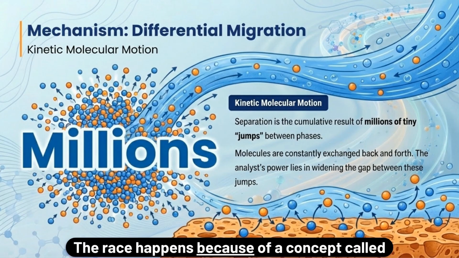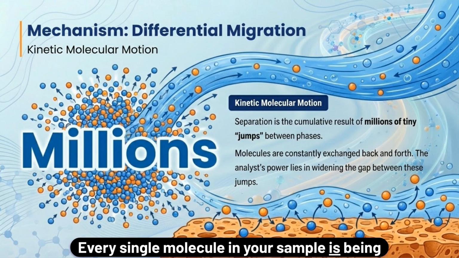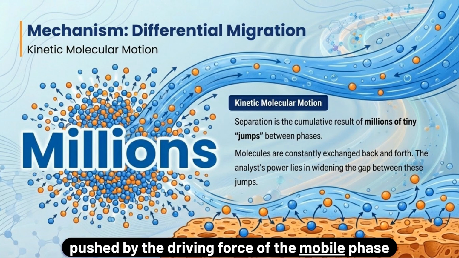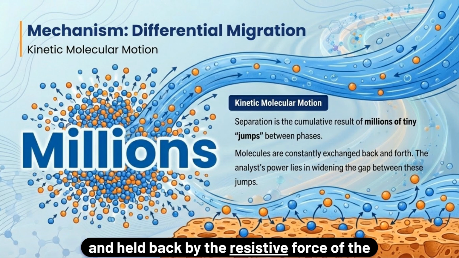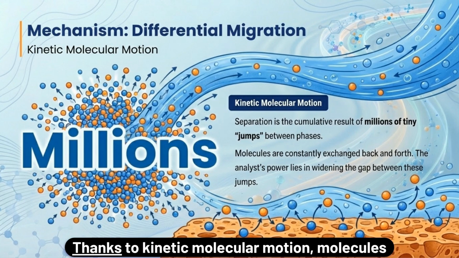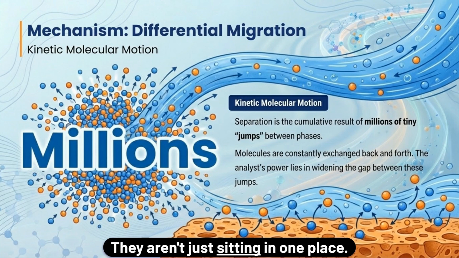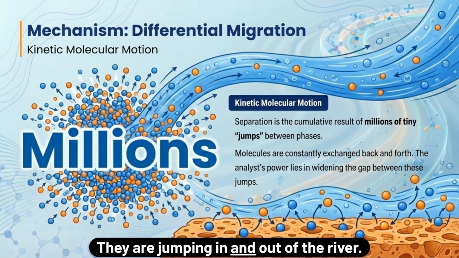The race happens because of a concept called differential migration. Every single molecule in your sample is being pushed by the driving force of the mobile phase and held back by the resistive force of the stationary phase. But it's not a static process. Thanks to kinetic molecular motion, molecules are constantly being exchanged back and forth between the two phases. They aren't just sitting in one place, they are jumping in and out of the river.